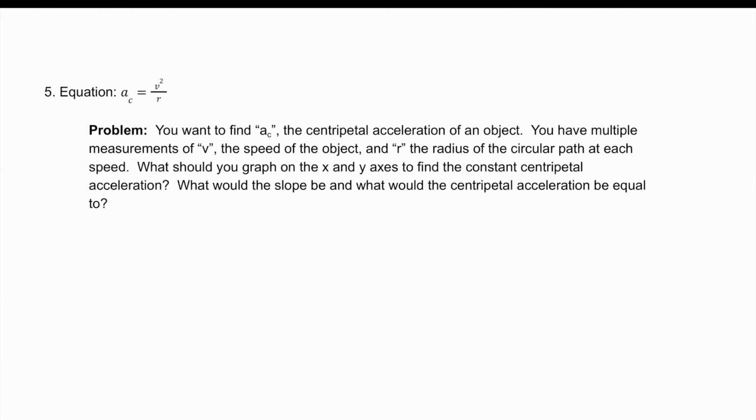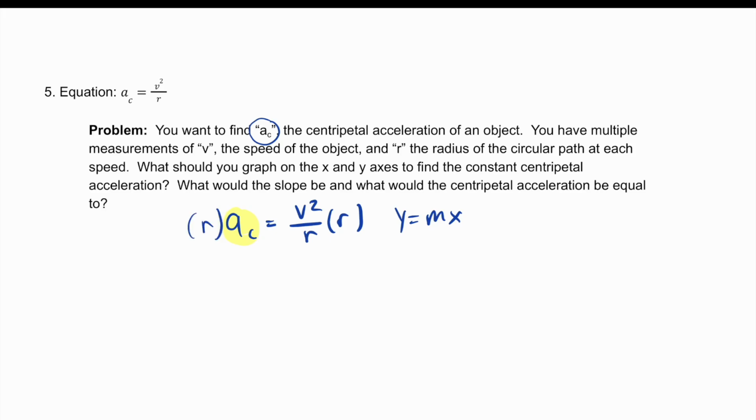All right, last one. We want to find the centripetal acceleration of an object. So that is going to be the constant. And we have multiple measurements of v and r. So let's write down the equation. And let's highlight the quantity that is constant that we want to find. And so we're going to have to manipulate this equation so that we put it in a y equals mx type format. So let's multiply both sides by r.